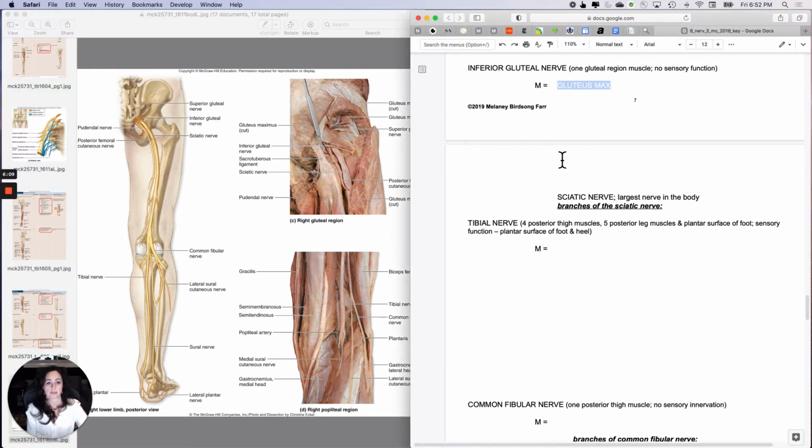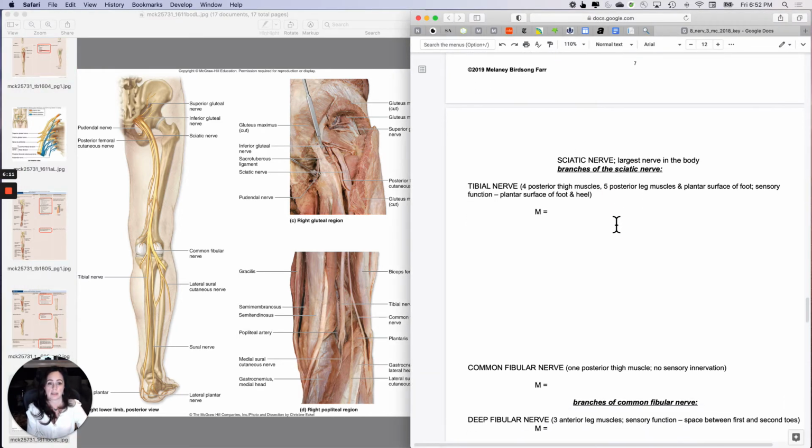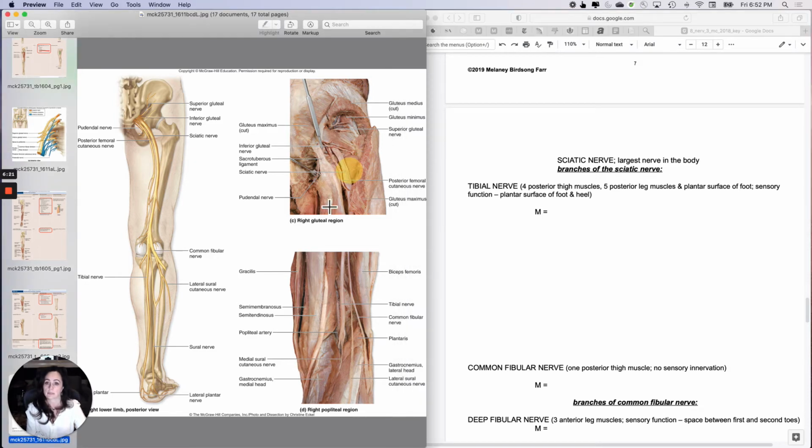No sensory function. And then the sciatic nerve, look at this big honker right here. So we have the superior and inferior gluteal nerve, and then the sciatic nerve, which is so big. It is like this big honker that's running down the back of the gluteal region and then down the back of the thigh. You cannot miss it if you are looking.